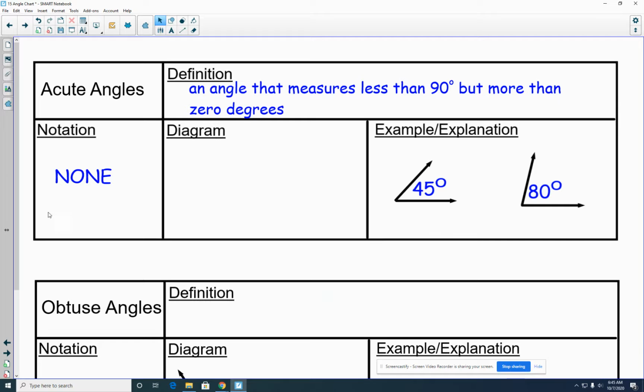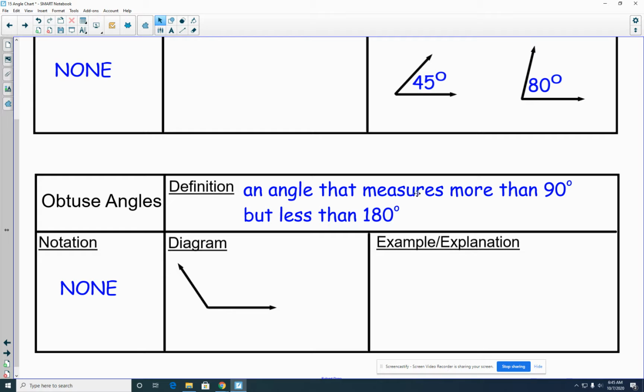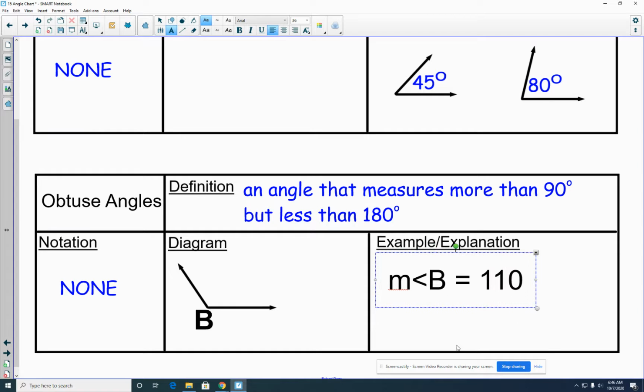The next classification would be an obtuse angle. So here's a diagram, and you can tell that this angle is definitely greater than 90. For an obtuse angle, the angle has to measure more than 90, but less than 180. 180 is your straight angle or your straight line. If we name this angle B and give it a measure, we could say that the measure of angle B equals maybe 110. This is an example of an obtuse angle. It's more than 90, but less than 180.